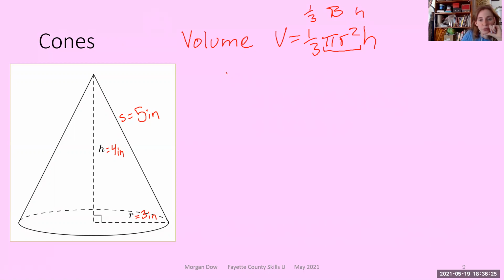Okay, so we know all of those measurements that we need. We know that pi is 3.14. We know that the radius is 3 inches and the height is 4 inches.